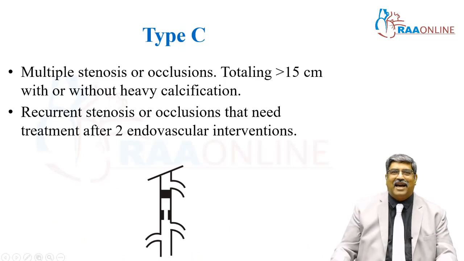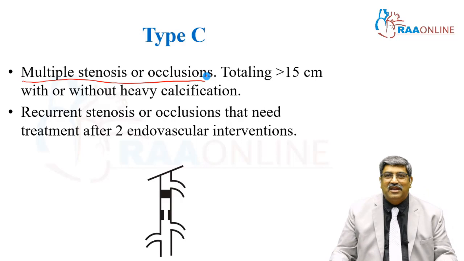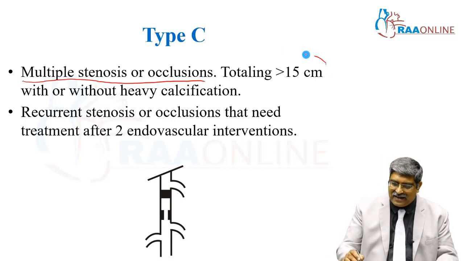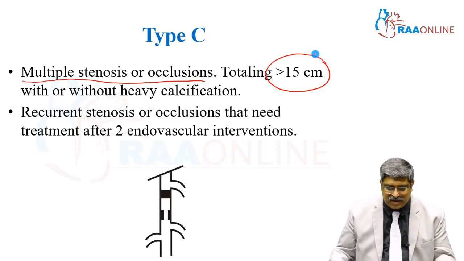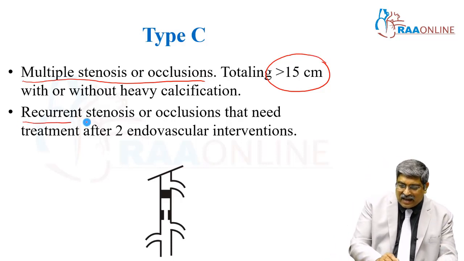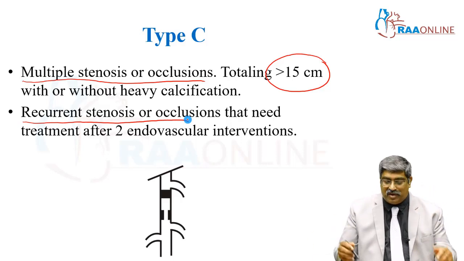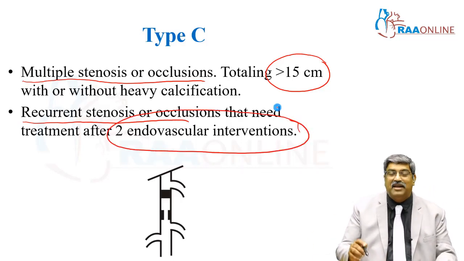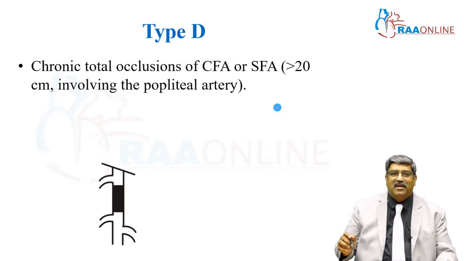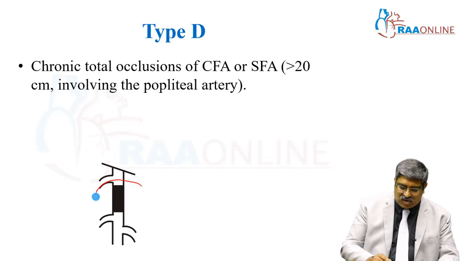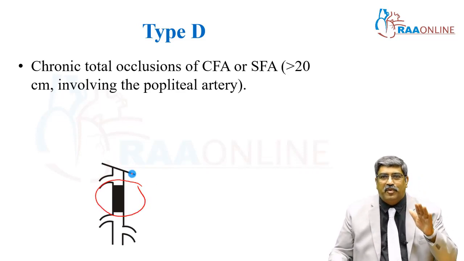Now coming to Type C lesion, it can be multiple stenosis or occlusion. In total, it is greater than 15 centimeter with or without heavy calcification, or it can be a recurrent stenosis or occlusion that needed treatment even after 2 endovascular interventions. This is Type C.